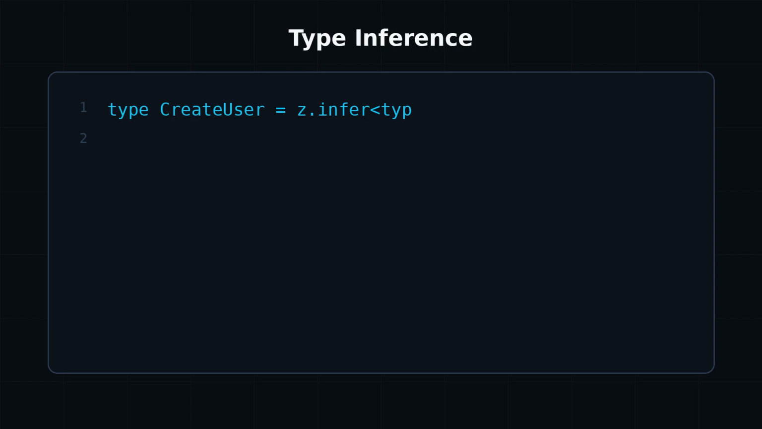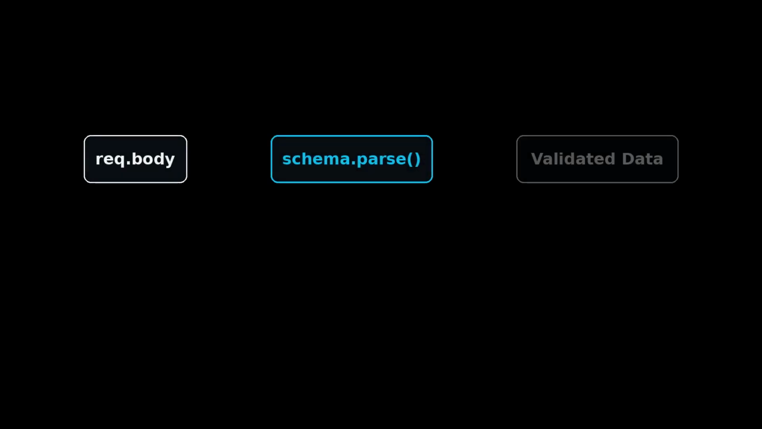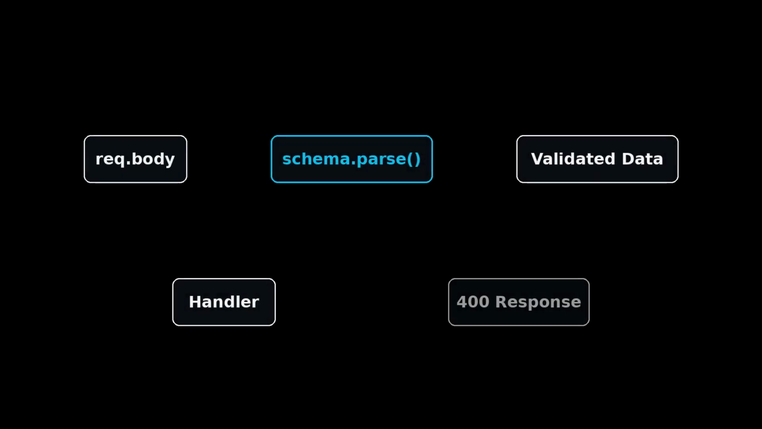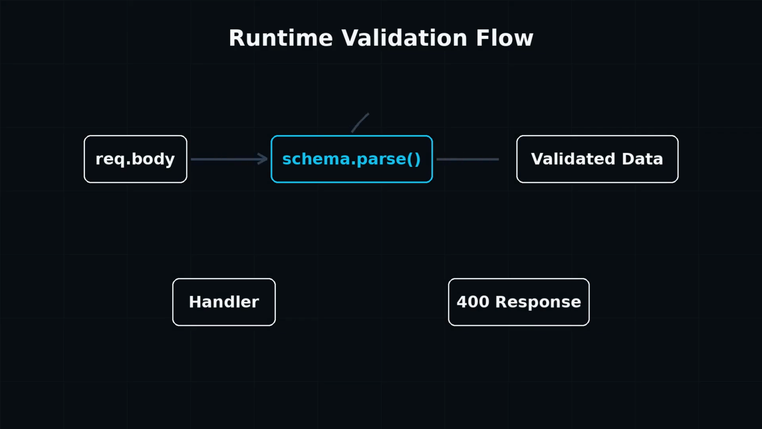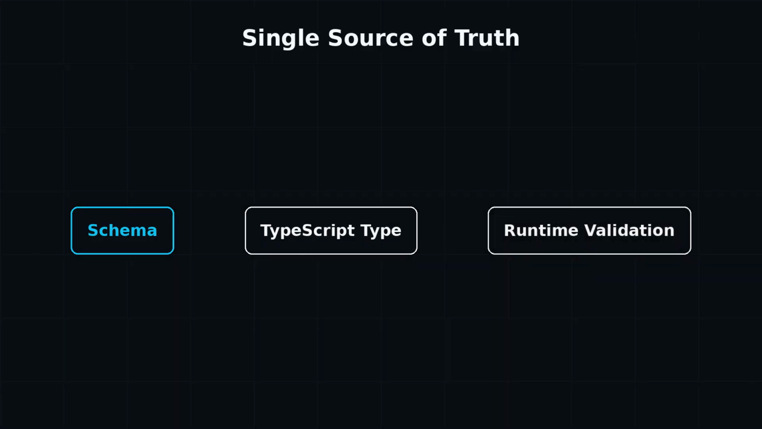The solution to the duplication tax is to make runtime validation the single source of truth for your data shapes. That's where Zod comes in. Zod allows you to define a schema, a precise description of the structure and constraints, using a fluent API. You write something like const createUserSchema = z.object({ name: z.string().min(1), email: z.string().email() }). Then, using Zod's infer, you get the TypeScript type automatically: type CreateUser = z.infer<typeof createUserSchema>. This type is always in sync because it's derived from the same definition.